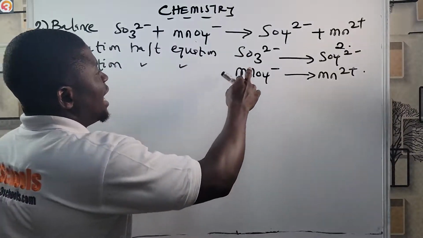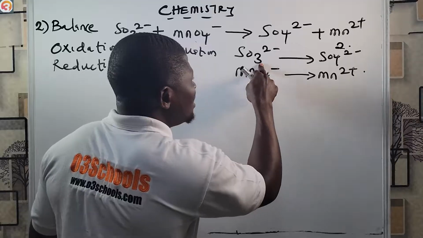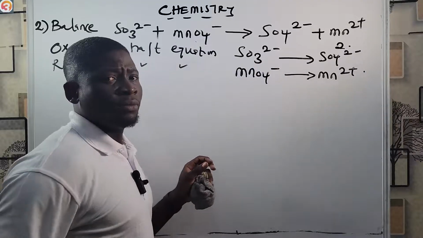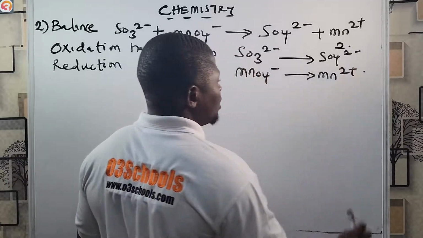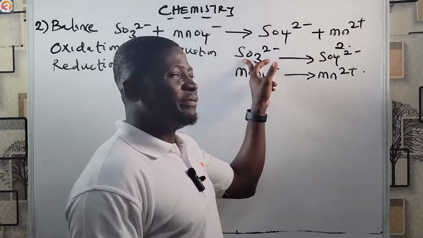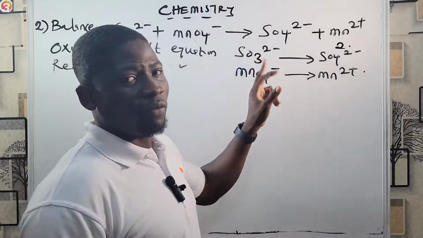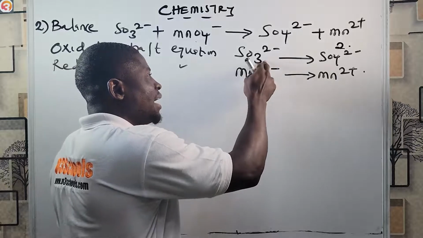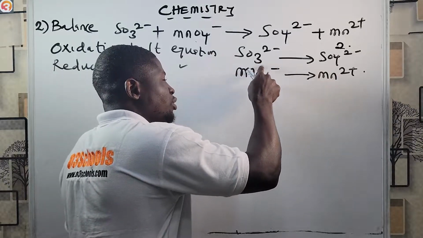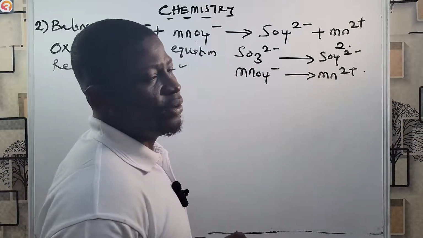Now let's see. SO3 here has 3 atoms of oxygen. All right, this one has 4 atoms of oxygen. That means this side is deficient by 1 atom of oxygen. That means we need to add water, 1 molecule of water, to this left hand side, to the reactant side.